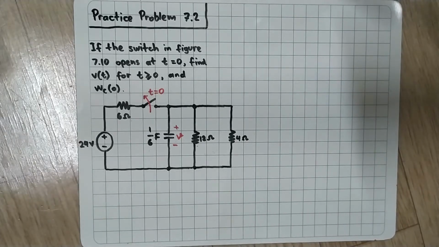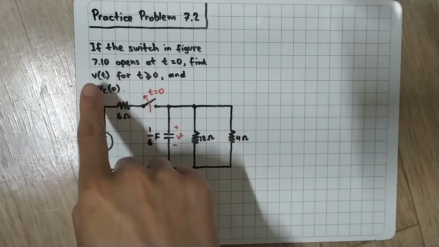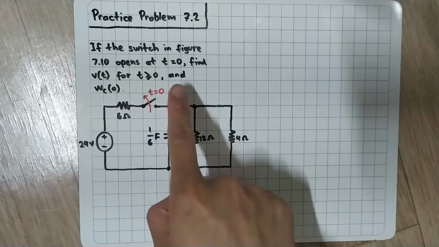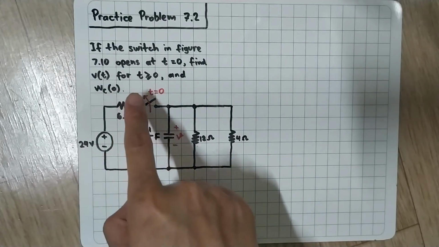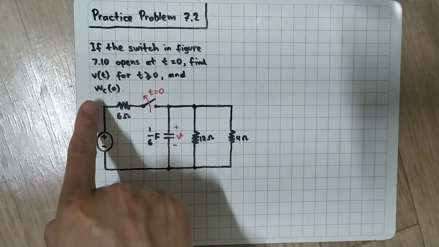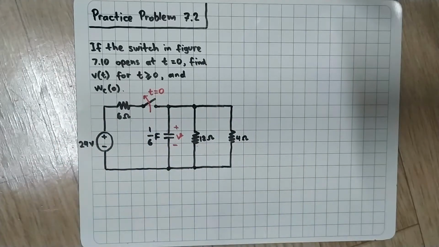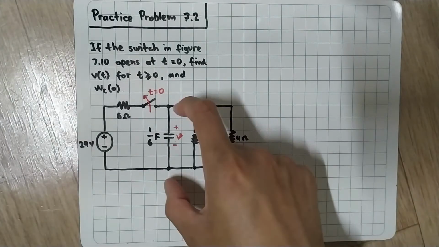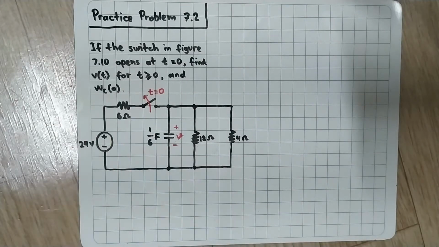Okay, so now we are going to solve practice problem 7.2 from Sadiku book. The question is, if the switch in figure 7.10 opens at t equals 0, find v(t) for t greater than 0 and the energy of the capacitor here at time 0.